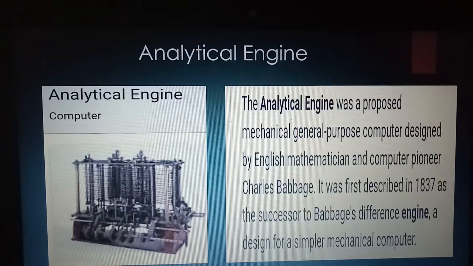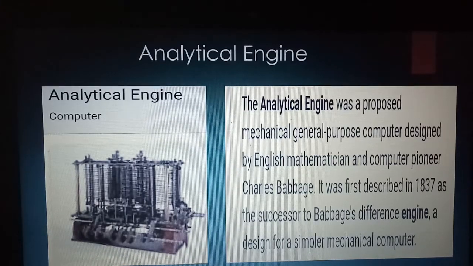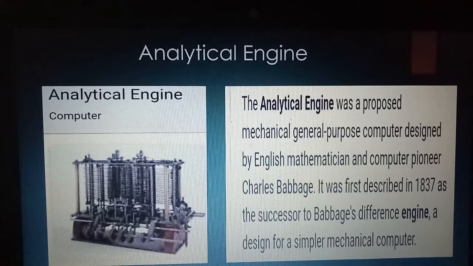So, last class we have learned about different devices. We learned about the abacus, Napier's bones, Pascal's line, Leibniz's computer, Jacquard loom, Harvard Mark I, ENIAC, UNIVAC, and the analytical engine. Today's lesson is about the generation of computers.